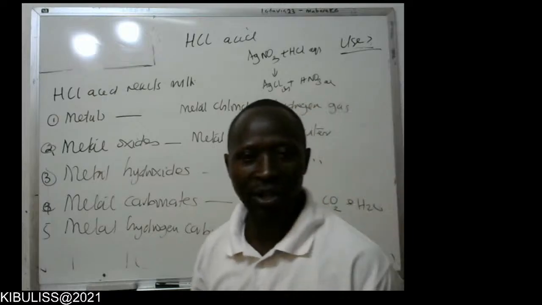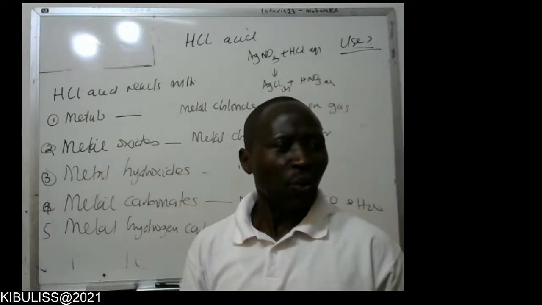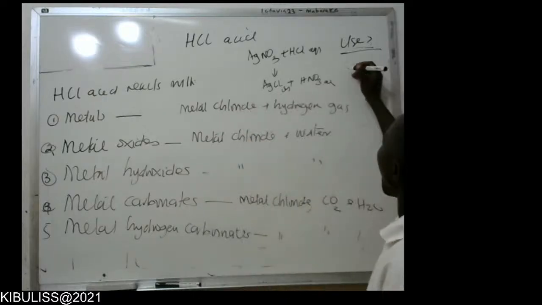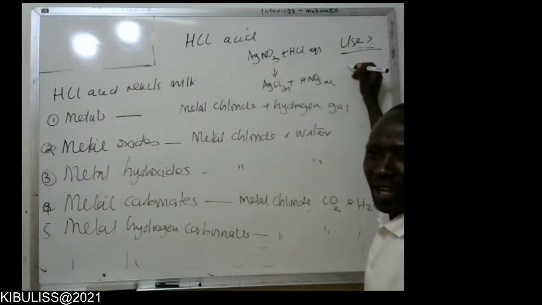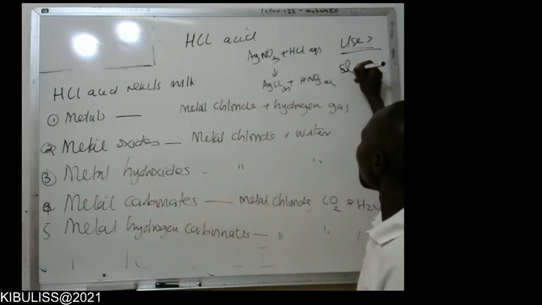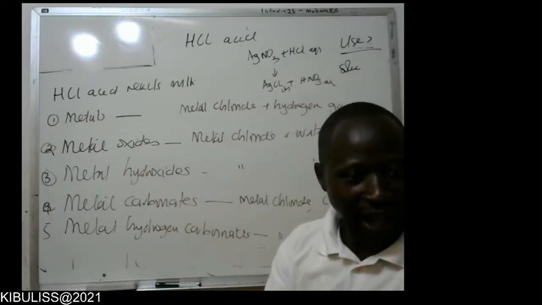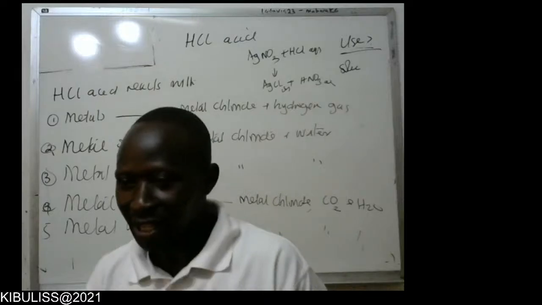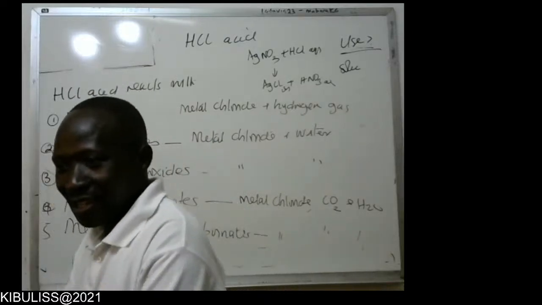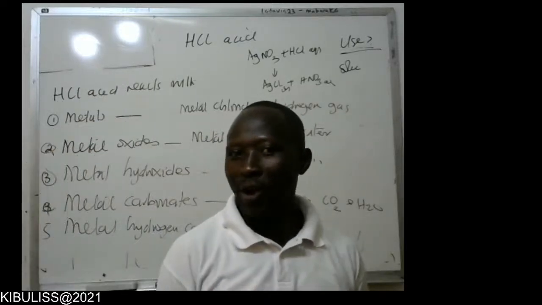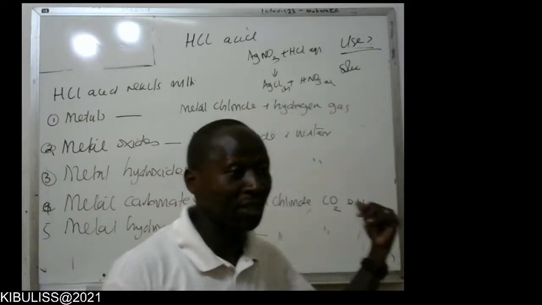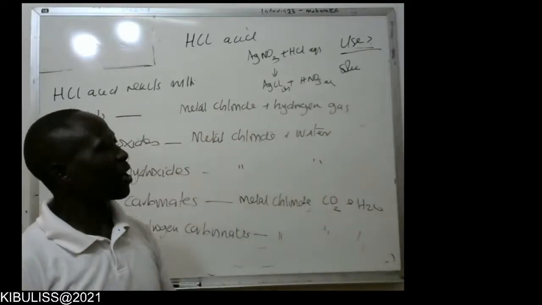So uses of hydrochloric acid, you can read about them. So what is left now are compounds of hydrochloric acid, chlorides, isn't it? So do you know soluble chlorides? All chlorides are soluble except lead II chloride and silver chloride. How do I prepare those two? By precipitation. All the other chlorides are soluble.